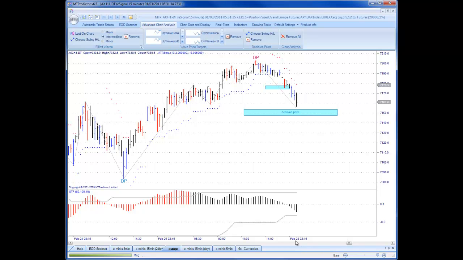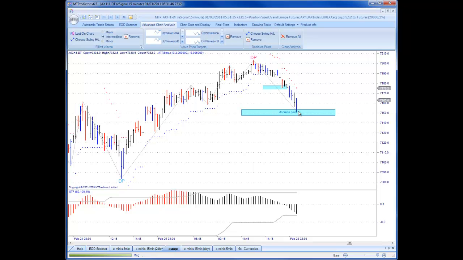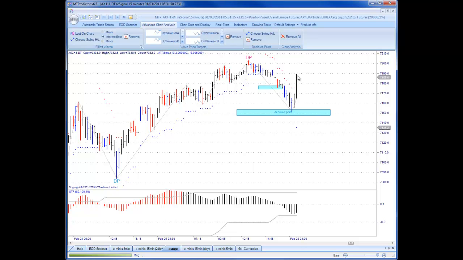So let's see what happens as the morning of February the 28th unfolds. Well, the DAX drops into our 15-minute support zone and then starts to make a rally up. So as a trader, we know that because it's a 15-minute support, we can classify that as a major support zone, and therefore now look to the 3-minute chart to see how the market unfolds after this.